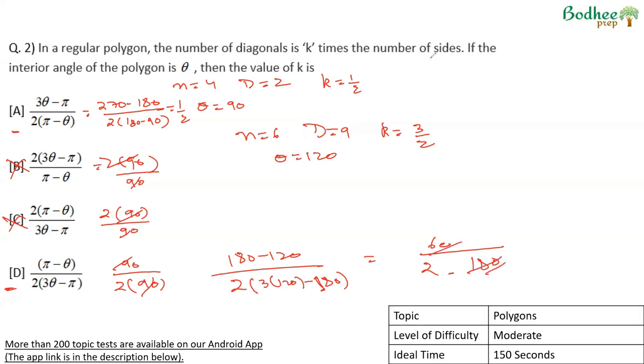If you put the values here, 3 into 120 is 360 minus 180 upon 2 into 180 minus 120 is 60. This gives us 180 upon 2 into 60, which gives us the value 3 by 2, which was the value for k. Hence, option A is the answer. Brute force approach, but it will still give you the answer.